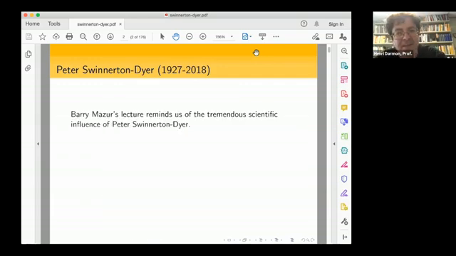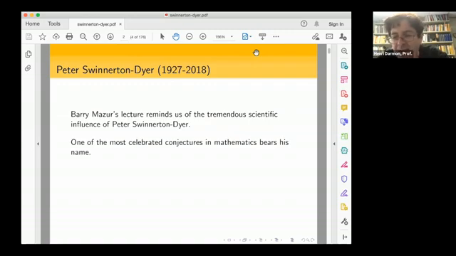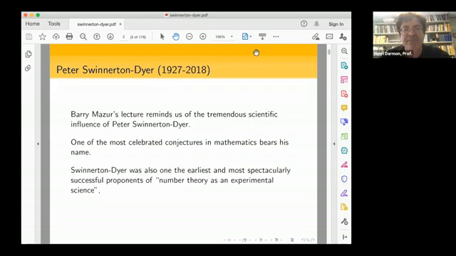Now, of course, Barry's lecture reminded us of the tremendous influence that Peter has had on our subject. And we hardly needed to be reminded of that. One of the most celebrated conjectures in mathematics bears his name. And also, something that Barry mentioned in his lecture, one thing that impresses me a lot about Swinnerton-Dyer is also his mathematical style.